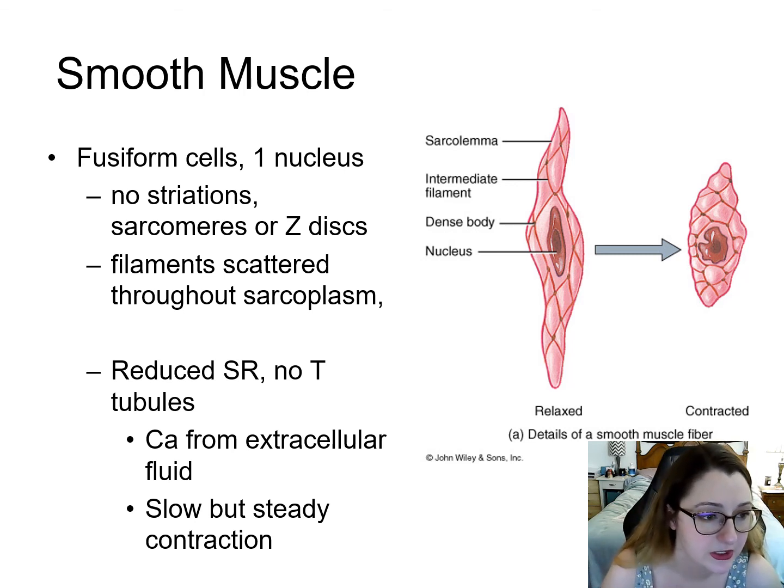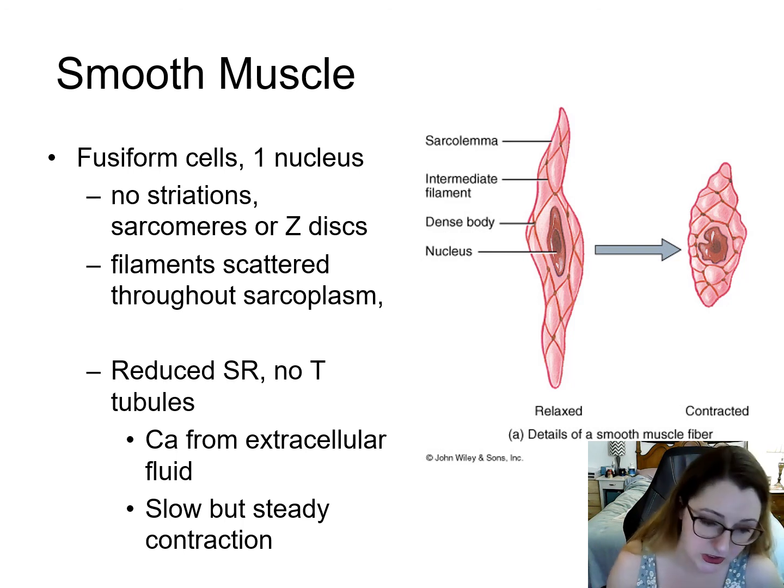There are no striations, no sarcomeres, or Z-discs. The filaments are scattered throughout the sarcoplasm, and they have a reduced sarcoplasmic reticulum and no T-tubules. The calcium is going to be coming from extracellular fluid, and it's slow but steady contractions.